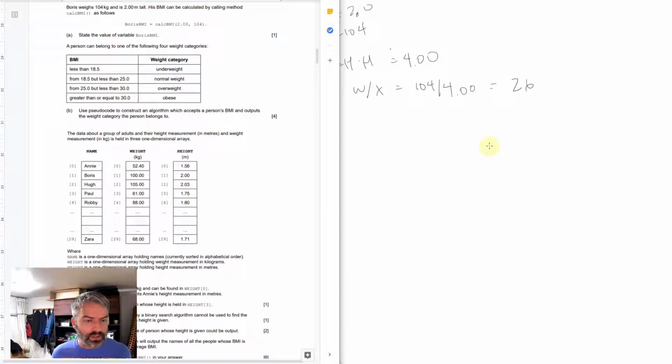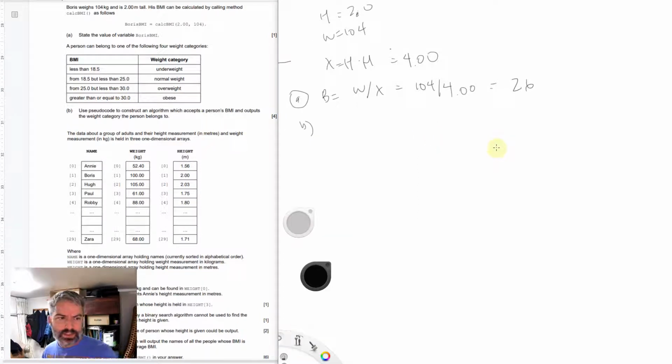Use pseudocode to construct an algorithm that's going to accept the person's BMI, and then it's going to output the weight category that they belong into. It seems like this is really very simple. Maybe I'm wrong though. Okay, so it's going to take their BMI. So we're going to say if BMI is less than 18.5, output underweight. I feel like I'm missing something here.